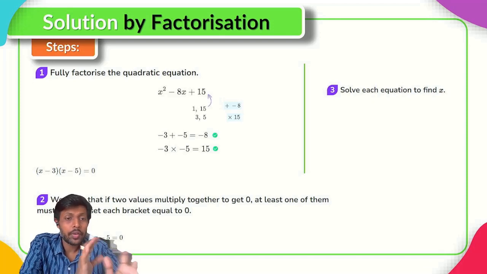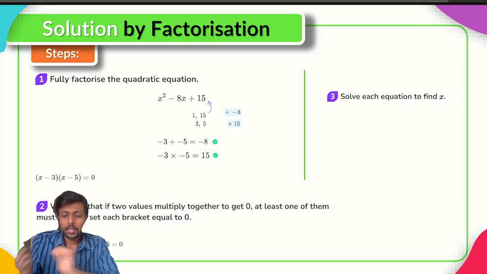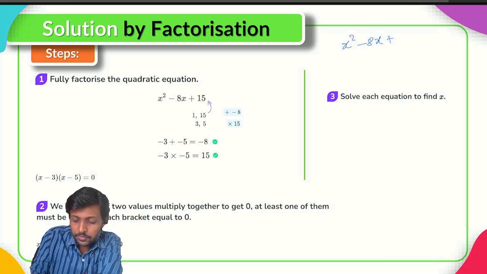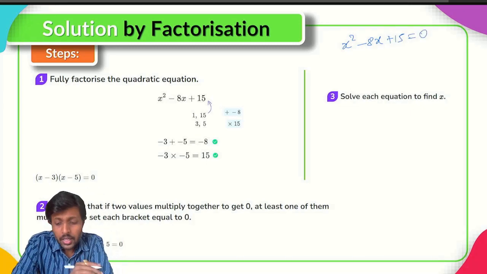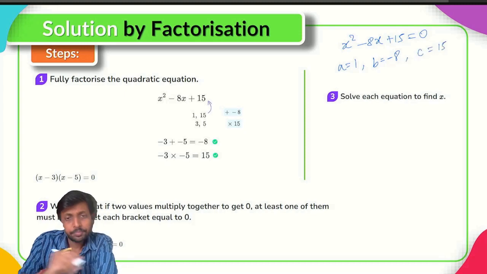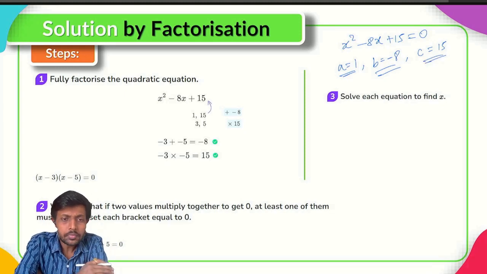There we also learned how to factorize by splitting the middle term. The same thing we do here in order to factorize. So this is the method of factorization in which we split the middle term. Let's say we have a quadratic equation x square minus 8x plus 15 equal to 0. Here we can write all the coefficients. So the coefficient of x square is 1, the coefficient of x is minus 8, and the constant term is 15. We can just look at the equation and figure those out.